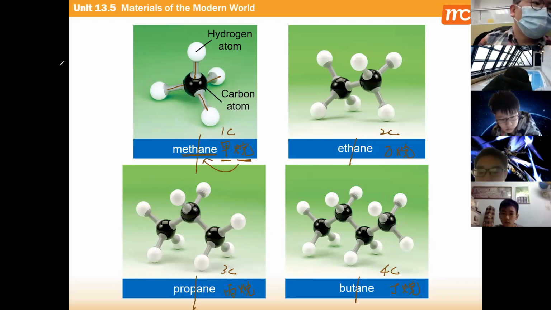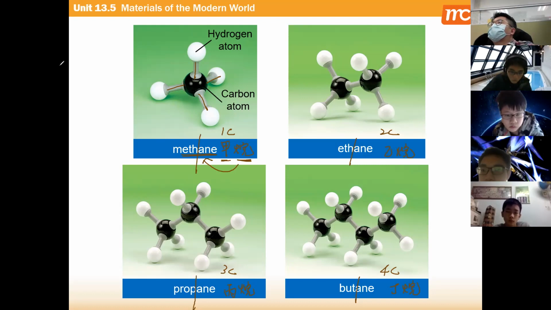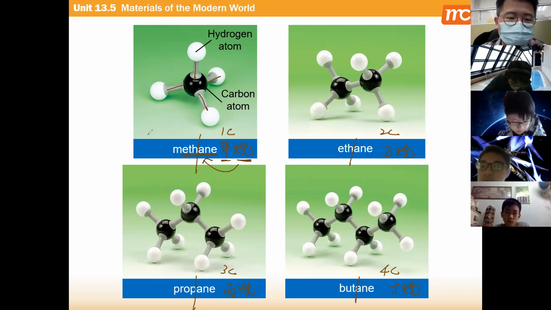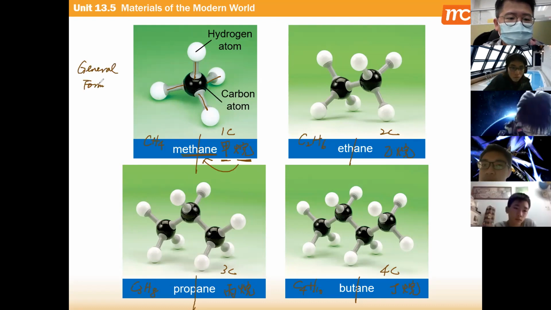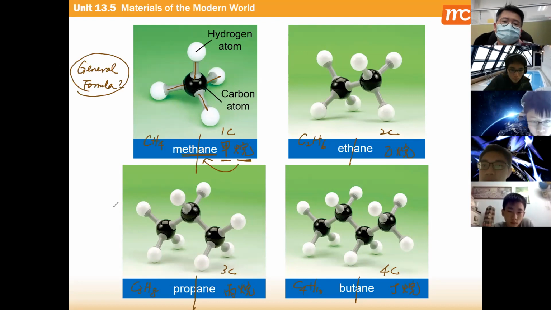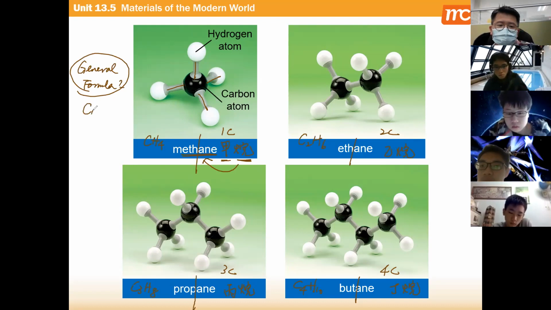Second, any pattern to tell you the class of alkane? Now you have this CH4. The other one is C2H6. The third one is C3H8. The fourth one is C4H10. Do you have any general formula? Do you find any general formula of this? The general formula of this. Can you guess? Something about mathematics. CnH, do you know? General formula. 2n plus 2.